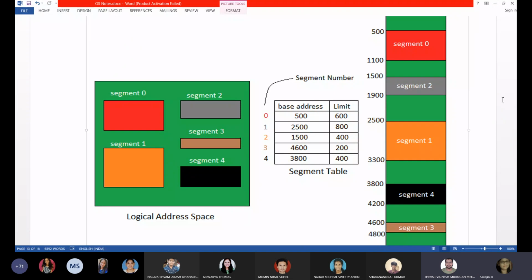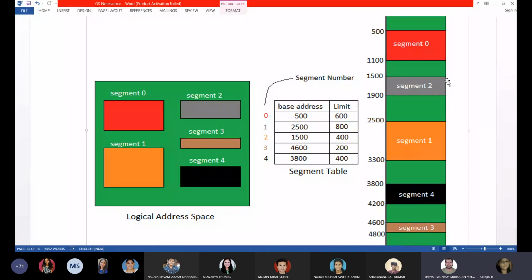In segmentation, what is the disadvantage? Of course, though it has many advantages, segmentation also has a disadvantage. What is that called? That is called external fragmentation.